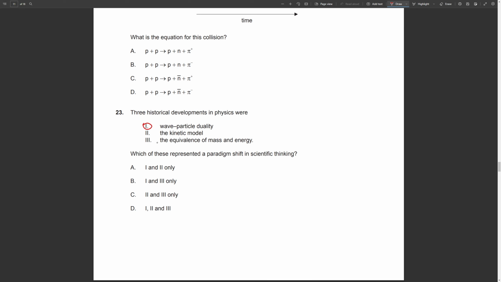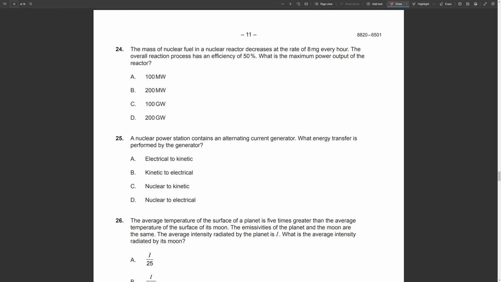Statement 2 is not a paradigm shift, since the kinetic model was not a breakthrough or a new idea replacing the old one. Kinetic model of ideal gas is the fundamental itself, so it is not a paradigm shift. The mass and energy equivalence is a new idea, because the people back then did not imagine the conversion between mass and energy could be possible. So statement 3 is one of a paradigm shift. The answer is B. Question 24 is about nuclear physics.